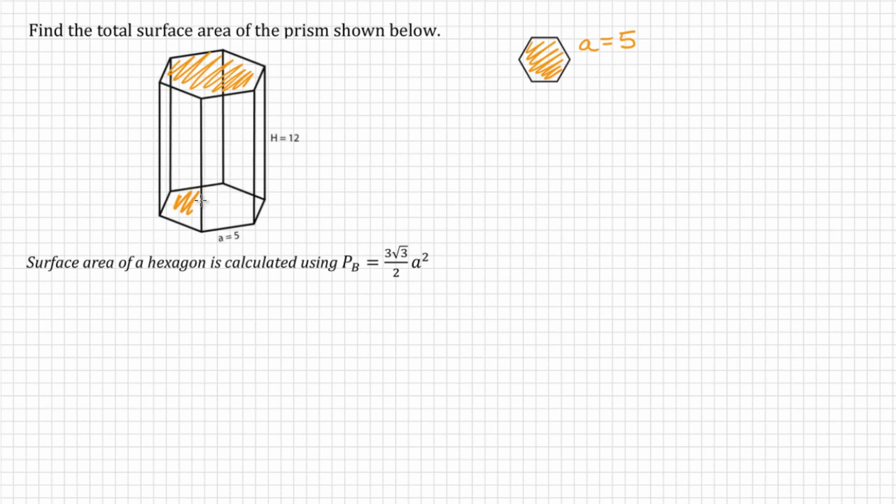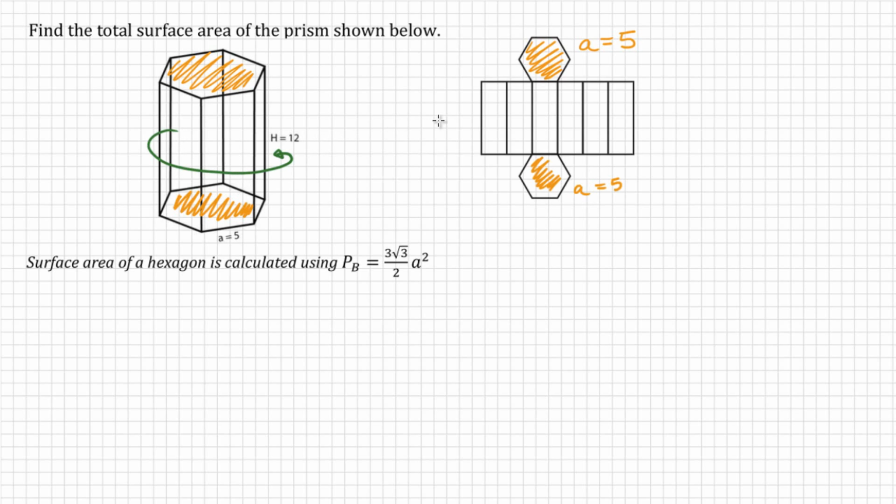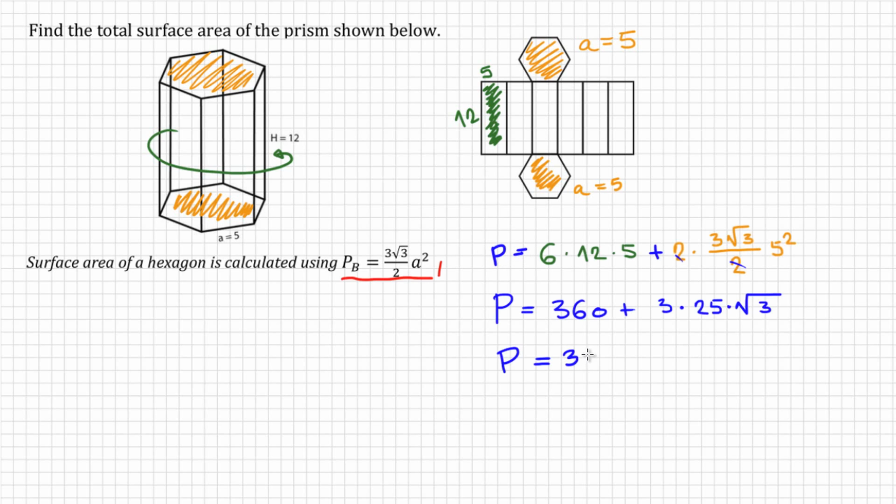And here's another hexagon on the bottom of this prism, and here it is on the net with the same side A equals 5, and finally there's a wrapper surrounding this prism that is made of 6 equal rectangles. Here is green, 12 by 5. So now the surface of this prism will be P equals 360 plus 75 times square root of 3. And this is the total surface of this prism shown above.